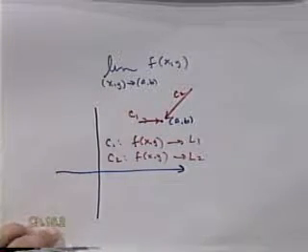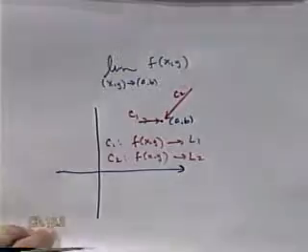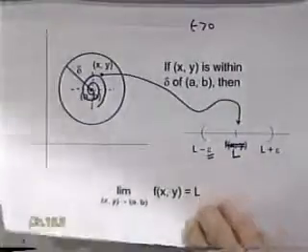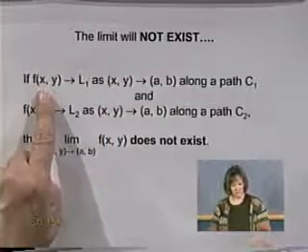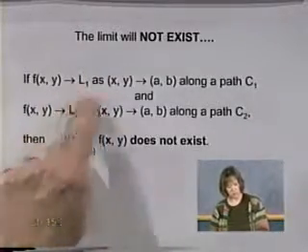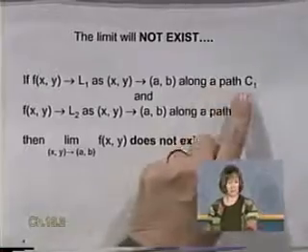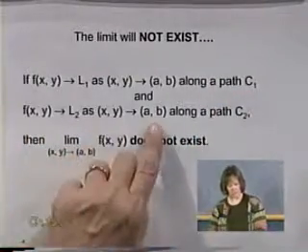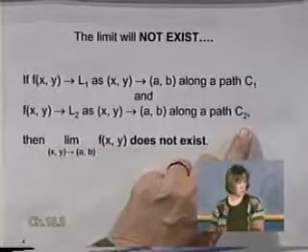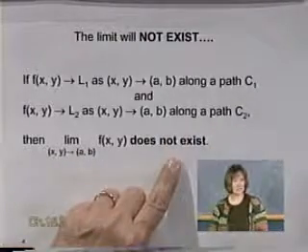So the point is, how do I go about evaluating this limit? All right, well, first of all, I wanted to note here, if f of x,y approaches L1 as (x,y) goes to (a,b) along some path C1, and f of x,y is approaching L2 as (x,y) approaches (a,b) along some path C2, then we do say the limit does not exist.